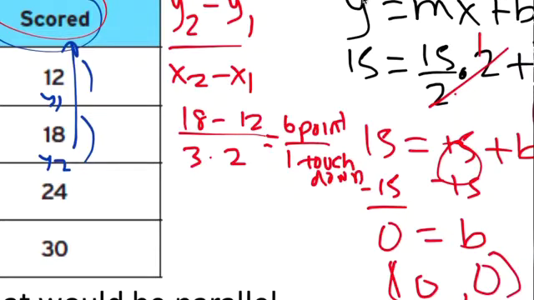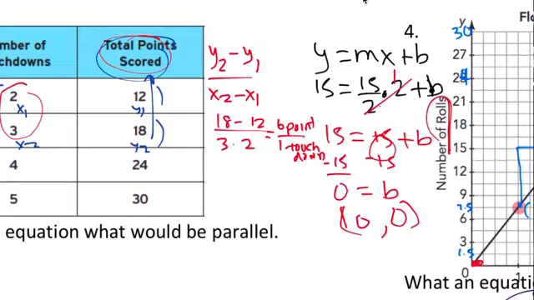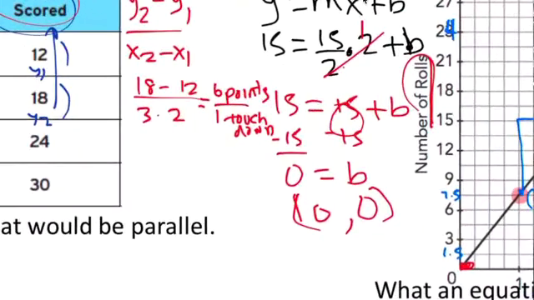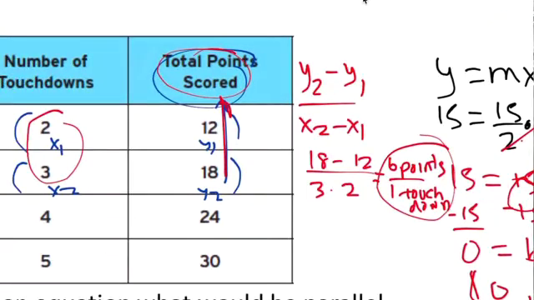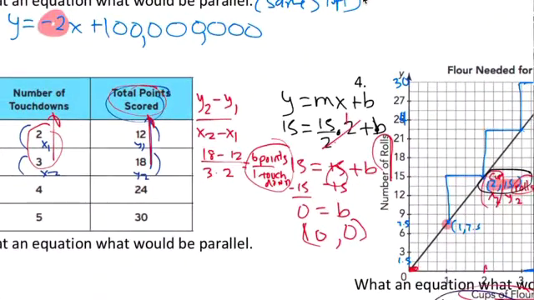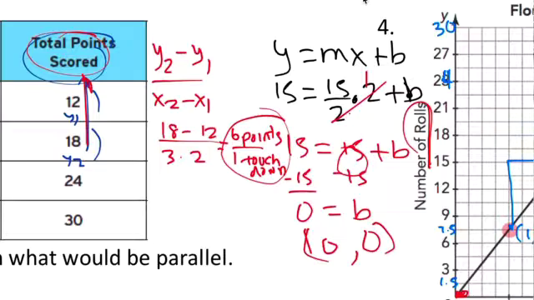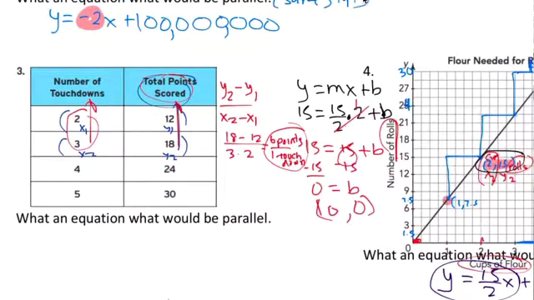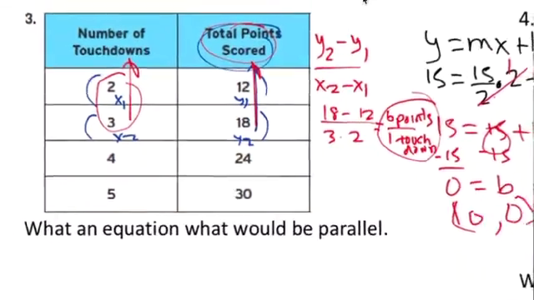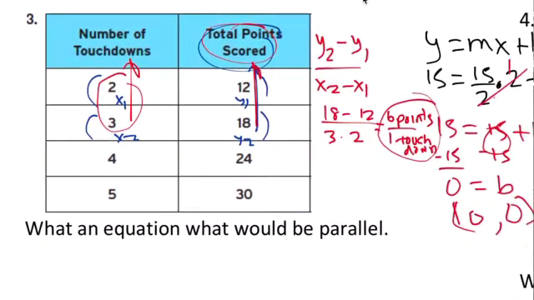Okay. So that's what it means. 6 points for each touchdown, or for 1 touchdown. After you do it, you look at what the numbers mean, it will help a lot. That's what you guys struggled with. And obviously we know the y-intercept here is 0, right? Because 0 touchdowns, I can get a kick.